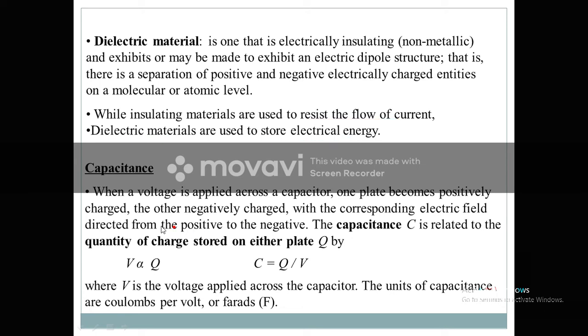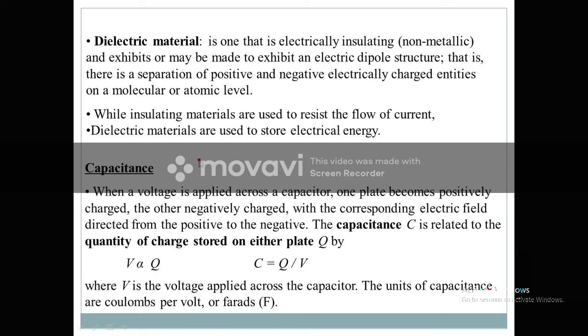Okay, now the capacitance. When a voltage is applied across a capacitor, one plate becomes positively charged and the other negatively charged, with the corresponding electric field directed from the positive to the negative. The capacitance is related to the quantity of charge stored on either plate. Means the greater the voltage applied, the greater the charge flowing through the capacitor. Or capacitance is equal to Q over V.